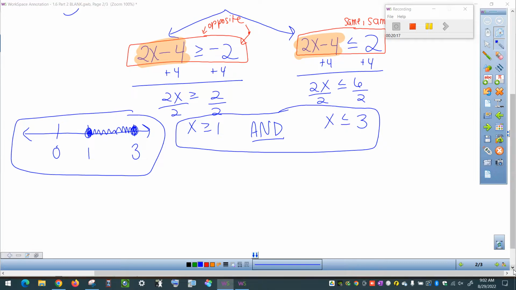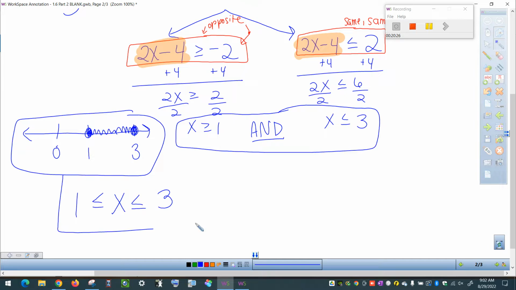And if we wanted to write the other version of our answer just using one statement where the x is sandwiched in between the other values, that would look something like this. So x literally has to be something in between 1 and 3. Or it could be equal to 1, or it could be equal to 3.